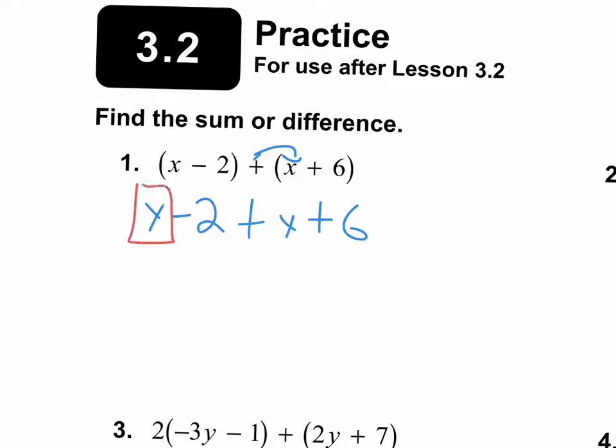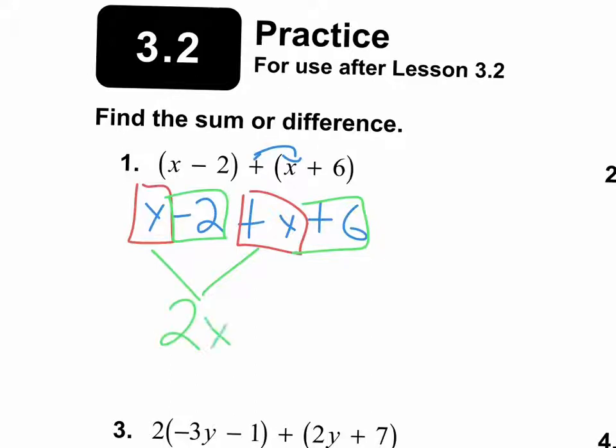So I have an x, I have another x. Those two are like terms, just like we did last section. Negative 2, positive 6, they're both constants, no variables, so they are like terms, so we can combine. So x plus x: if you have one x and someone gives you another x, you have 2x. And then 6 minus 2 would be 4. Negative 2, positive 6, opposite signs we subtract, so 6 minus 2 is 4, and 6 is bigger than 2, so we keep it positive. So my answer would be 2x plus 4.